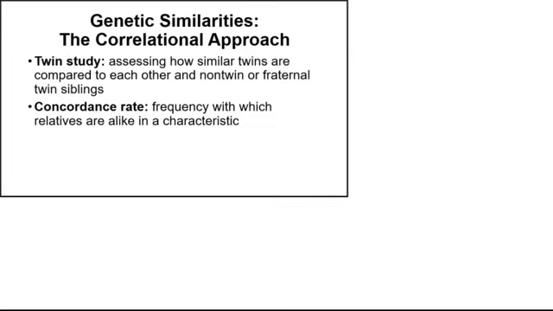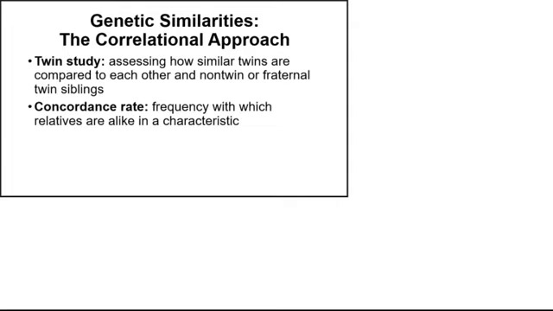And because we have that second kind of twin, fraternal twins or dizygotic twins, they're born from two separate eggs that are fertilized at the same time. So they're not identical, they're the equivalent of regular siblings who just happen to be born at the same time. So they only share 50% of their genetic material.